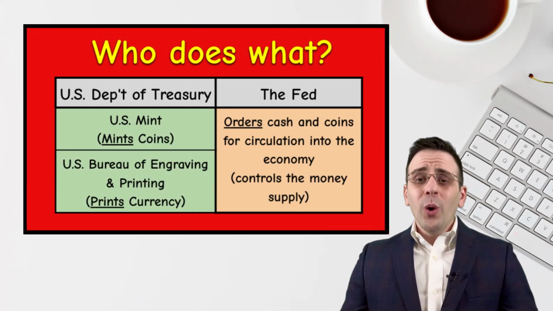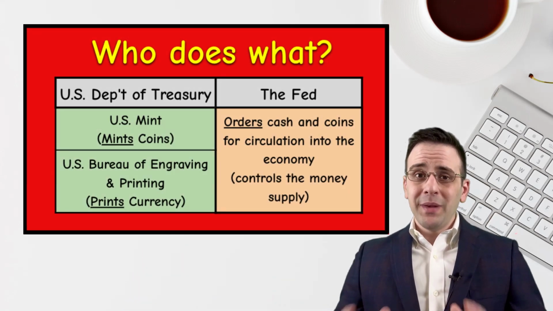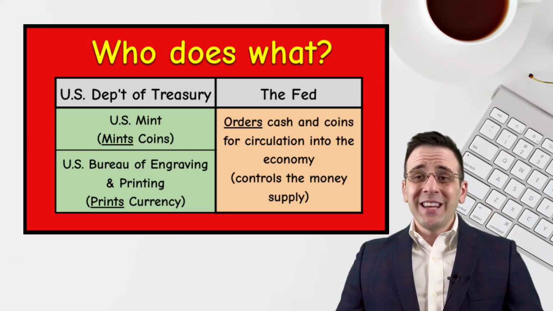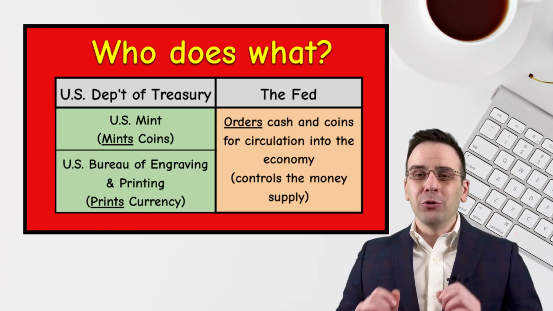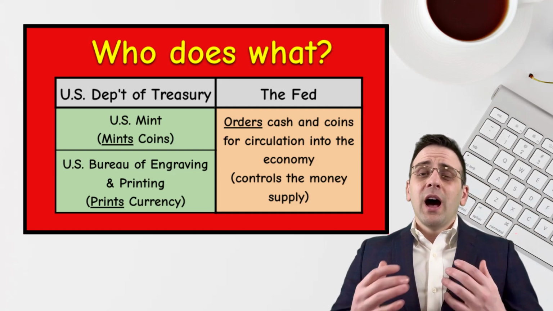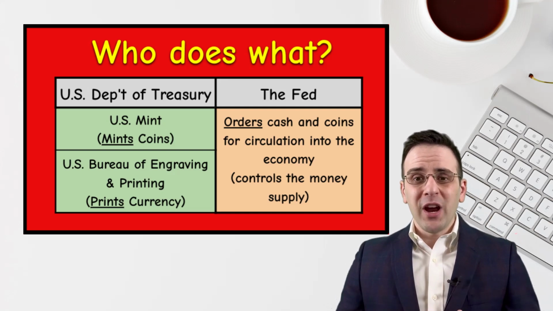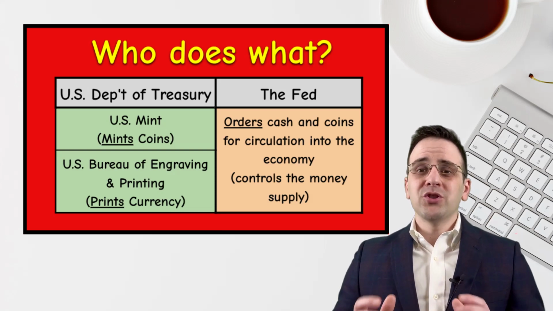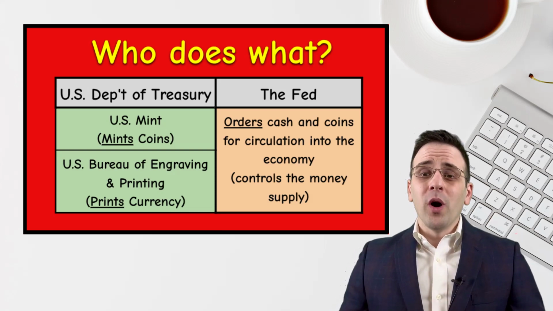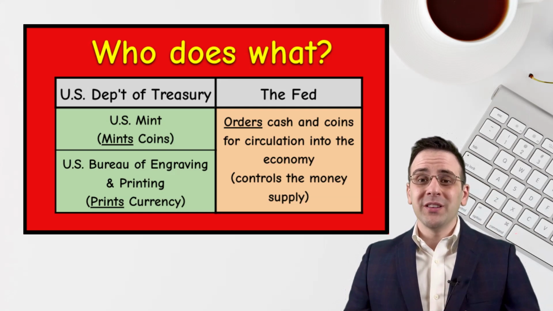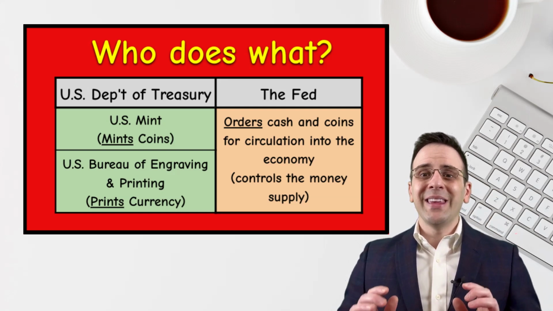Okay, Rob, you're telling me that the Fed controls the supply of money in the economy, but I thought that the U.S. Mint does that. U.S. coins are produced by the U.S. Mint, and U.S. currency is produced by the U.S. Bureau of Engraving and Printing, which operates under the U.S. Department of Treasury, which is under the executive branch of the government. The Fed is the one who places orders for coins and currency to control the supply of money in the economy.